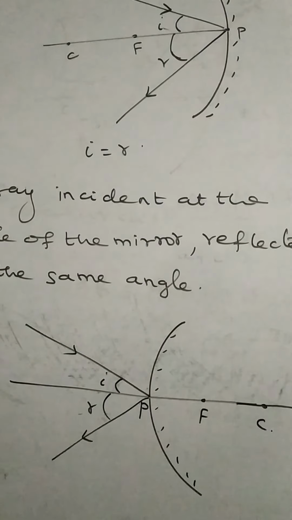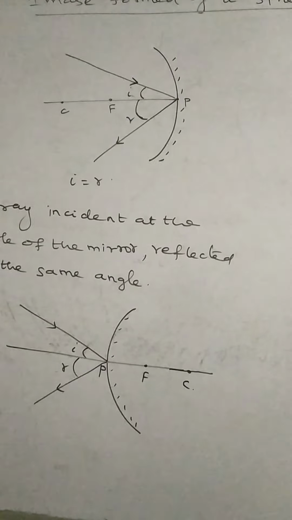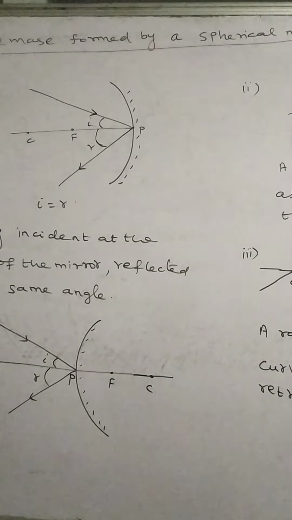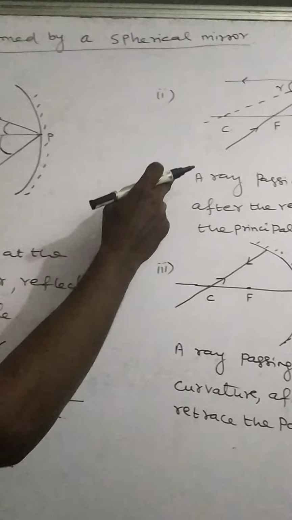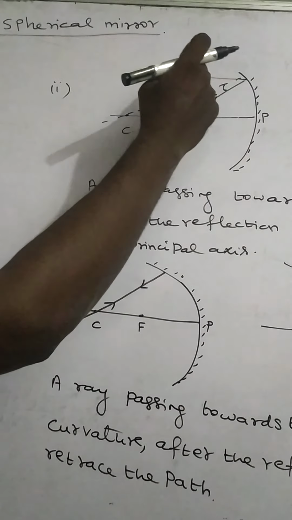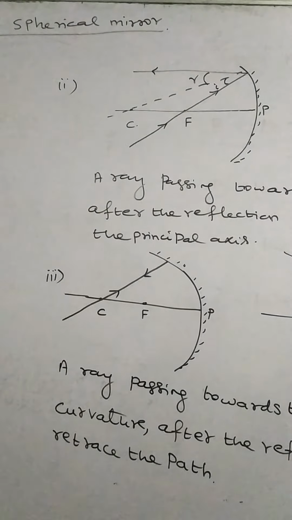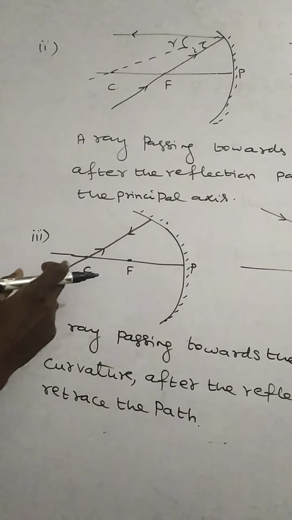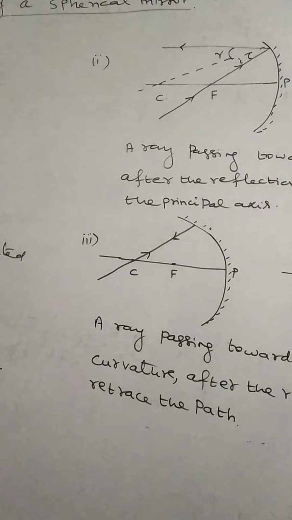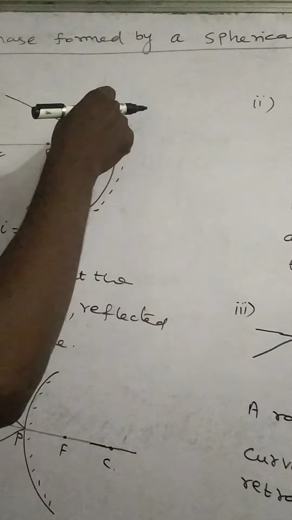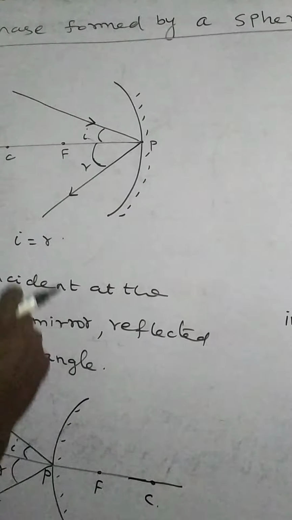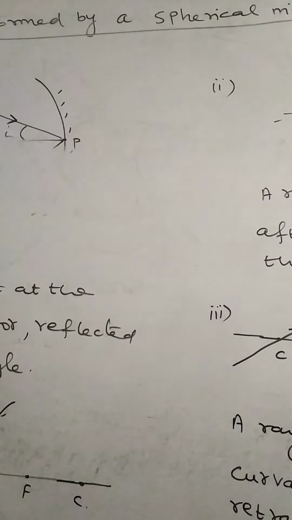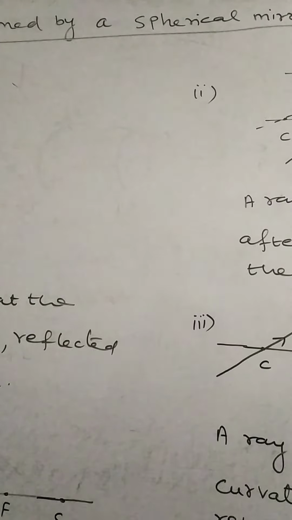So four conditions are obeyed. First condition: a ray passing parallel to the principal axis, after the reflection, passes through the focus. Then the reverse: rays passing towards the focus, after the reflection, pass parallel to the principal axis. Rays passing towards the center of curvature retrace the same path. Rays incident on the pole of the mirror at a certain angle are reflected at the same angle. So there are four rules followed in image formation by a spherical mirror.